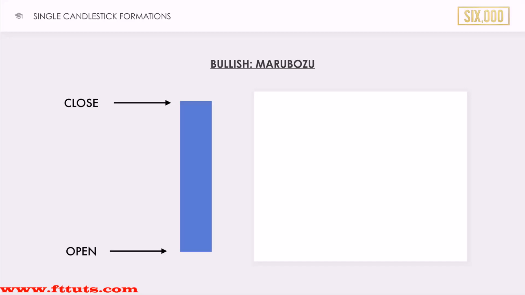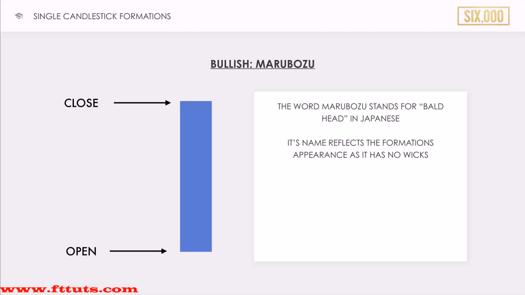Again, when it's a bullish candlestick, you have the open price at the bottom and the closing price at the top. You can notice here that there are no wicks with this candlestick, and the word Marubozu stands for bald head in Japanese. So it simply means there are no wicks. There's no high price, there's no low price, there's no wicks in there whatsoever. We've got the open and the close. Its name reflects the formation's appearance, as it has no wicks.